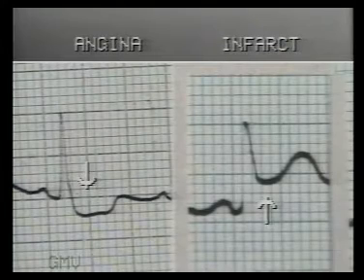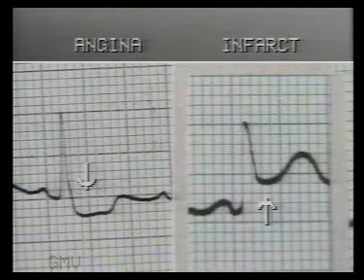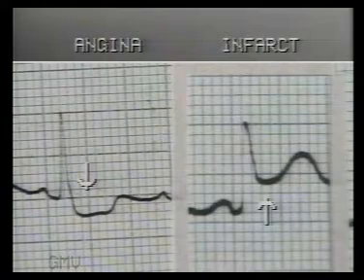Now compare the effect of myocardial infarction as seen on the right. When a coronary vessel gets blocked causing an infarct, ECG shows ST segment elevation in the leads facing the infarcted area. While in acute myocardial ischemia as seen on the left, ECG shows a temporary ST segment depression.